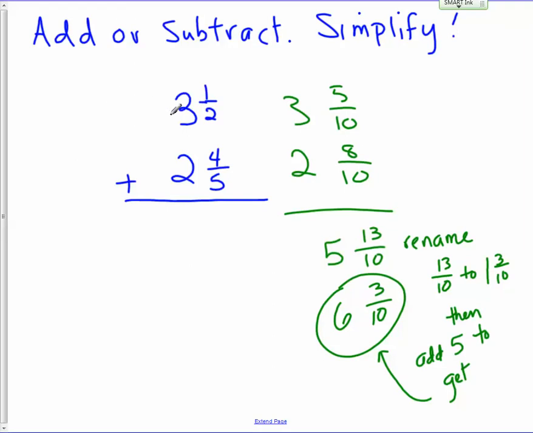And then we were practicing adding and subtracting. So first thing you have to do here is rewrite them with a common denominator of tenths. And now I add 5/10 and 8/10, and I get 13/10. 3 plus 2 is 5 wholes. But 13/10, remember, is the same as 1 3/10. And that 1 is a whole that I add to my 5 to get 6 wholes and 3/10 left over.